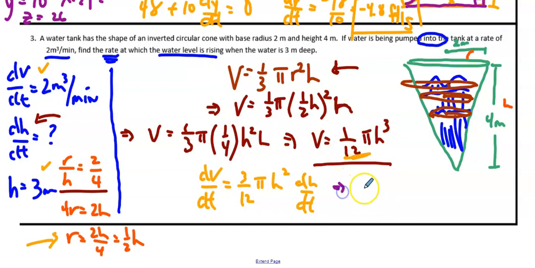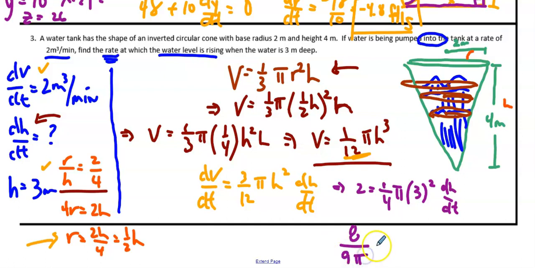I can now substitute in my problem. So I know that this is going to be 2. This is going to be 1/4 pi. My height is going to be 3 squared dh dt. So now it's just a substitution problem. So I'm going to multiply both sides by 4, and I'm going to get an 8, right? And so I've got a 9 pi here, so I'm going to divide by 9 pi. And that's going to give me the change in height with respect to time.